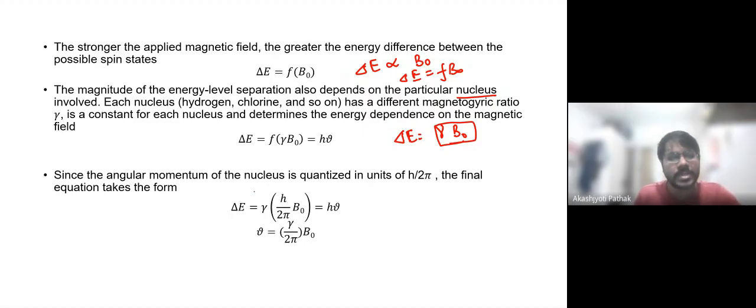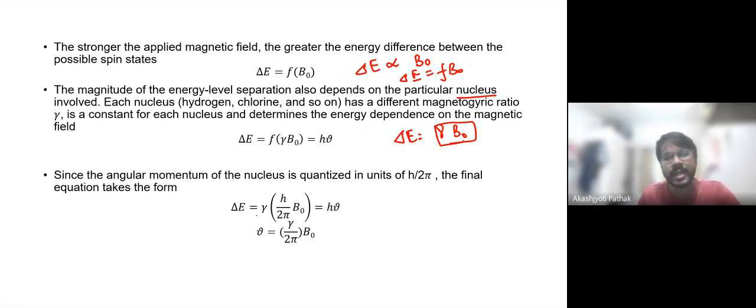Now what happens is that the angular momentum of the nucleus is quantized. This we all know from class; we have been learning it since class 11. If the angular momentum of anything is quantized, then it will have units of h by 2 pi. So what happens?